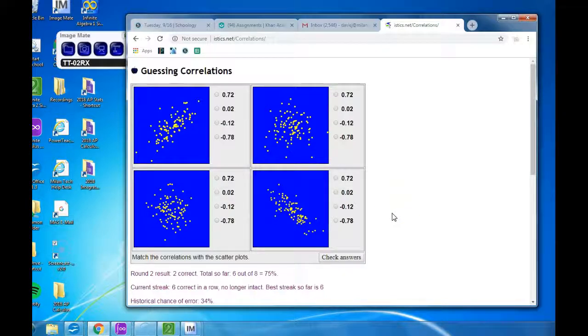Try that one. Wait, what happens if there's only like 1 point on the graph? Then it would just be 1. Well, actually, I don't know if it would be 1 or negative 1. What if they were just 2? You would need 2. It would have to be 1 or negative 1 because every point would be on that line. You would just connect them.